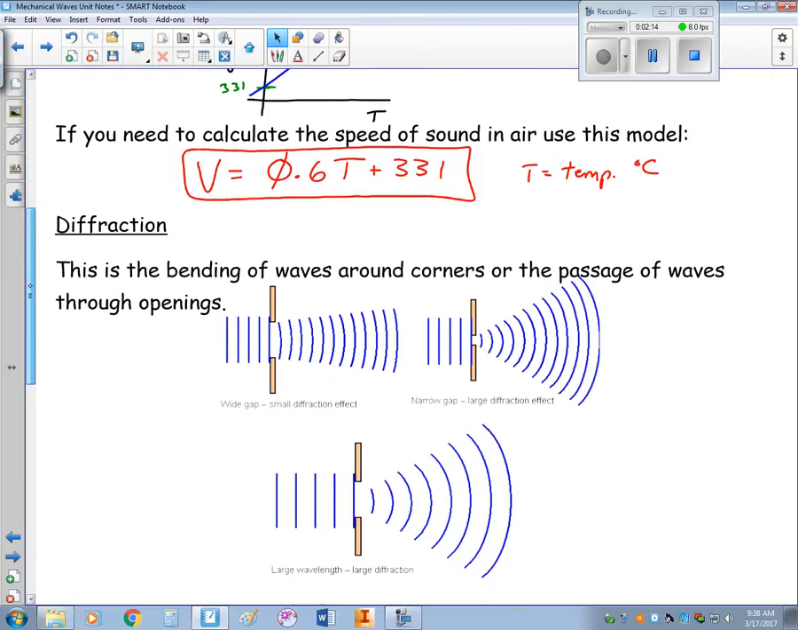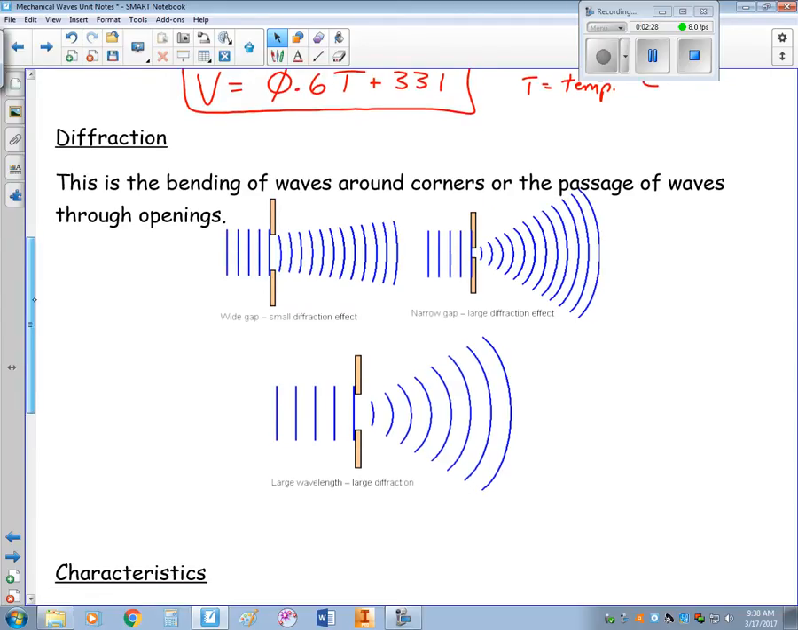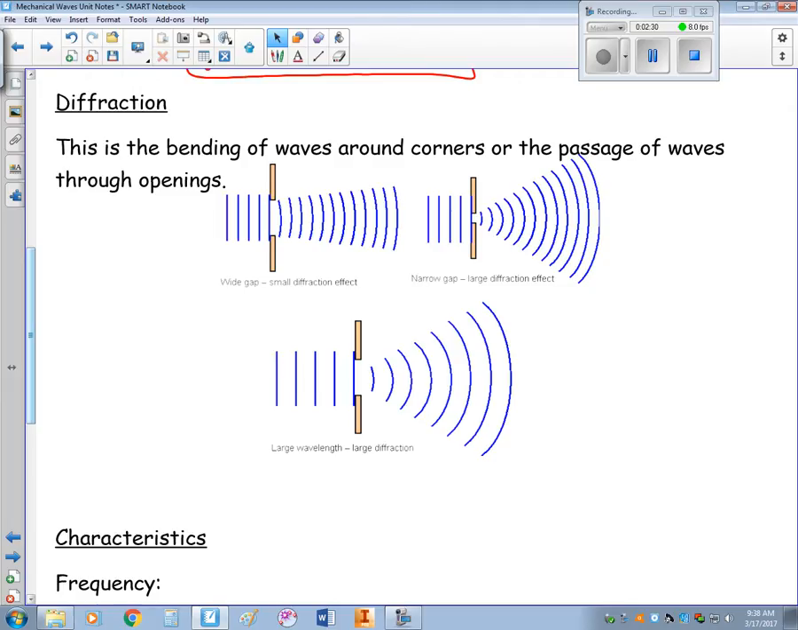Another property of sound, and really all waves, is something called diffraction. This is the bending of waves around corners or passages. If I have a flat wave going through an opening, it becomes circular. It spreads. We also see this in flashlights. When you point a flashlight on a wall, the circle of light is much bigger than the opening of the flashlight.